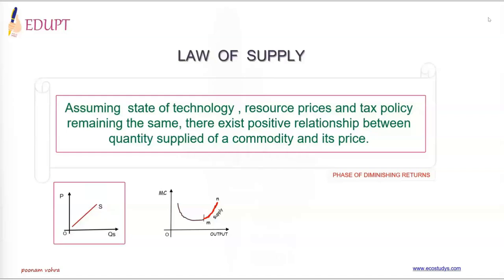The reason is second phase of law of variable proportions, which is the phase of diminishing returns. In this phase, total product rises at a decreasing rate in relation to rise in inputs. Input rises at increasing rate in comparison to rise in output. In terms of cost, it means that marginal cost is rising. A producer is willing to produce more only if he gets a higher price so that he recovers the increased cost. Hence, the rising portion of marginal cost is supply curve.